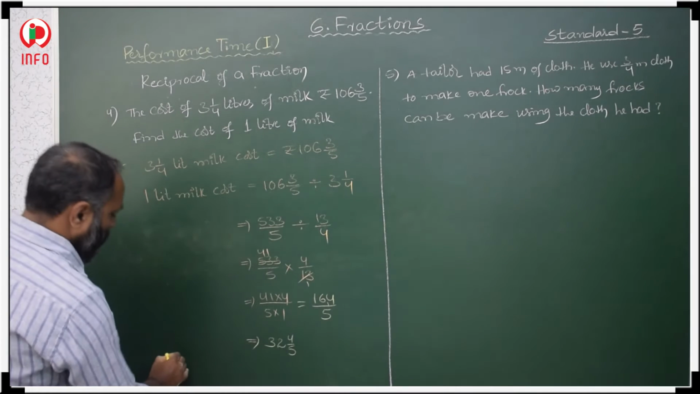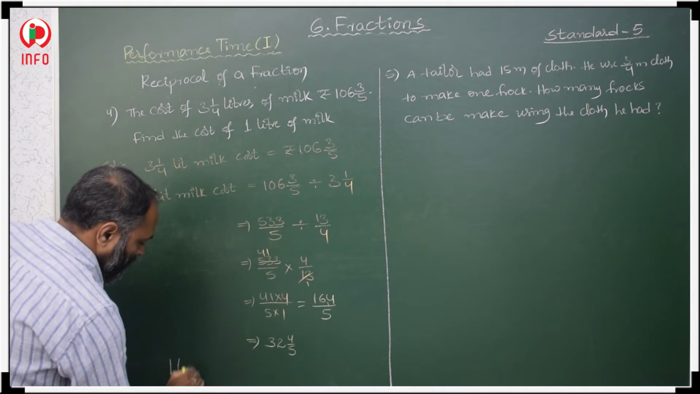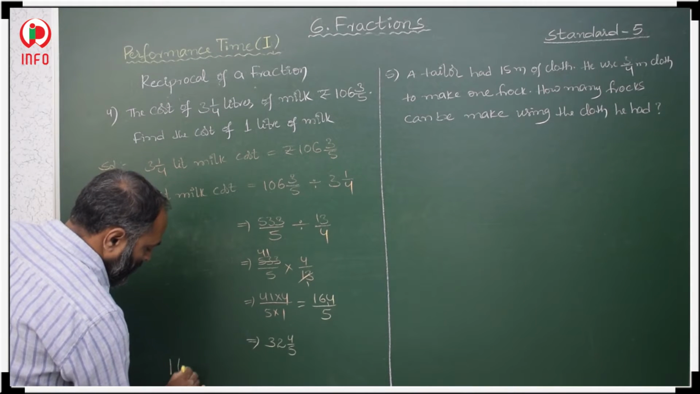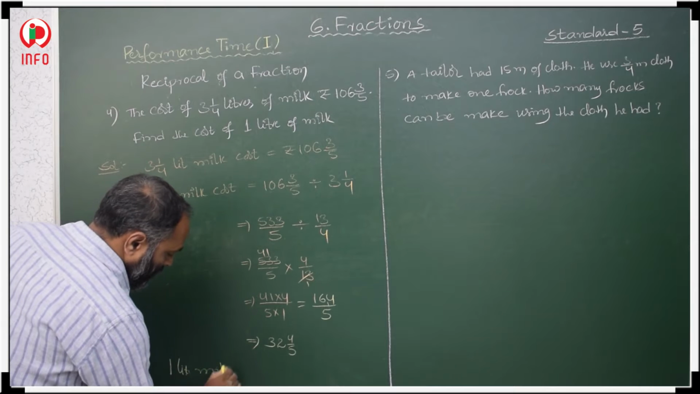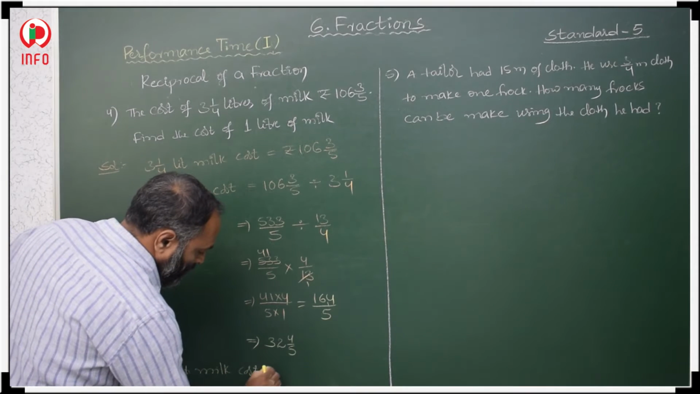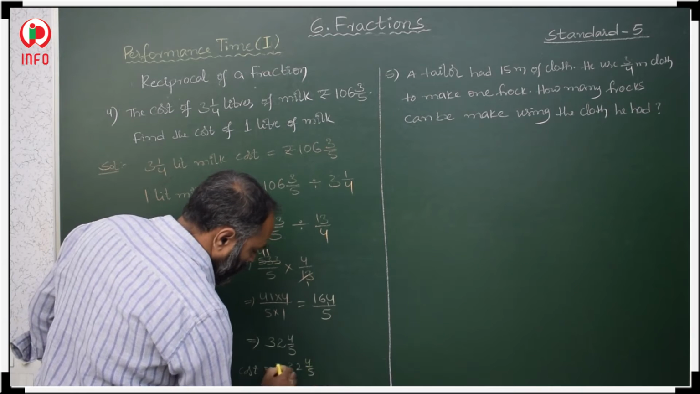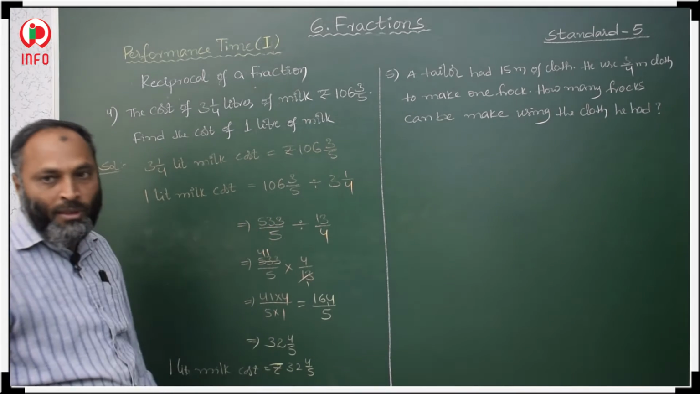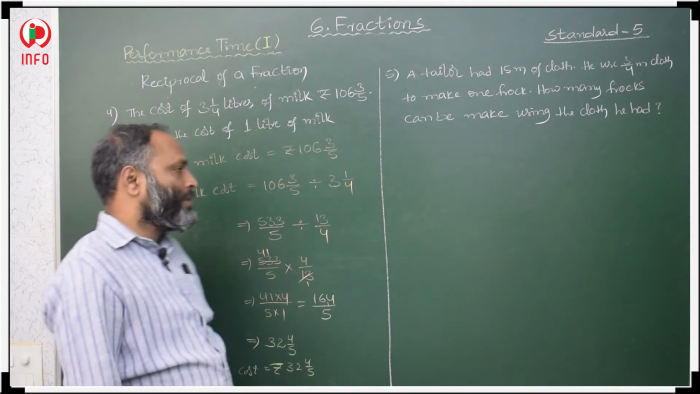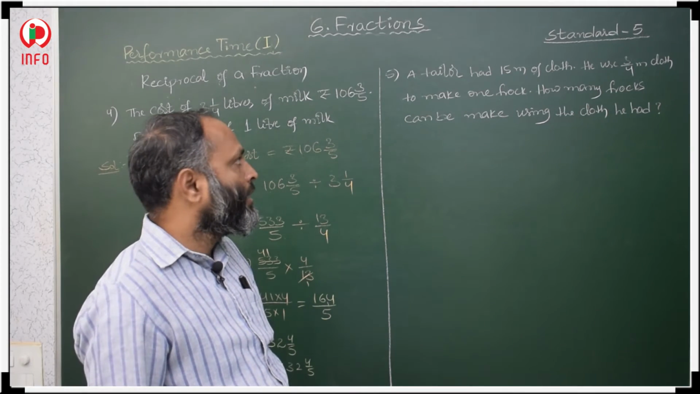Then 1 liter of milk costs rupees 32 4/5. So this is the price: 1 liter of milk costs 32 4/5 rupees.